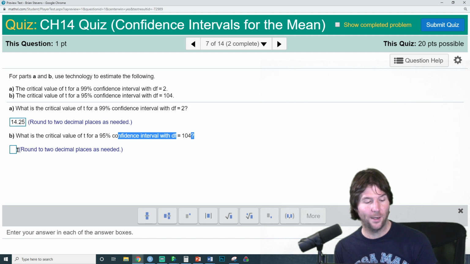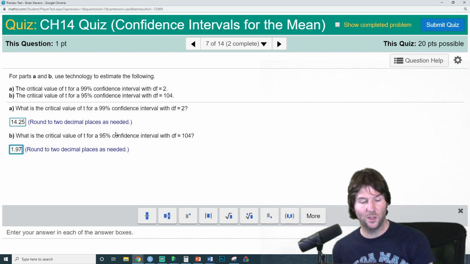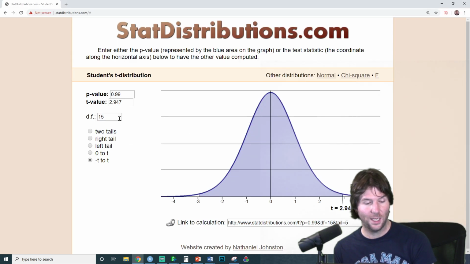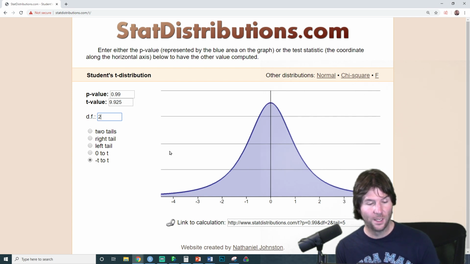When the degrees of freedom go higher, it goes more towards the normal. I know that this is basically 1.96, so I'm going to guess 1.97. Because with such high degrees of freedom, it's basically the normal. I probably got the second one right. I did. To get the first one right, I have to go to the T-applet. I have to go to 99, I think, with 104 degrees, or with 2 degrees of freedom. 9.92. 9.93 is what it's going to round to.